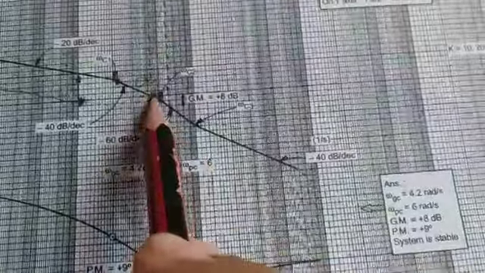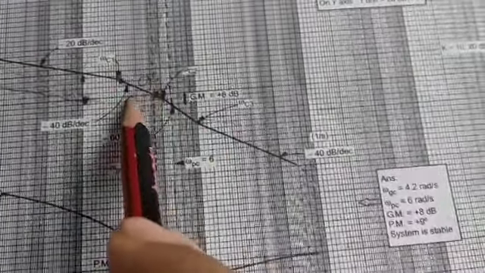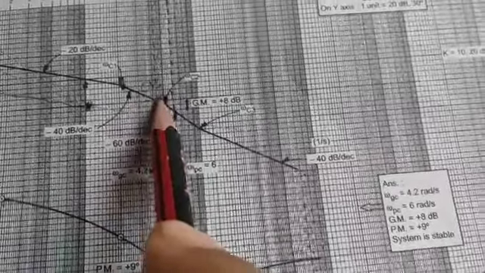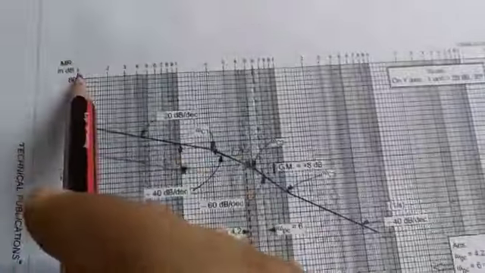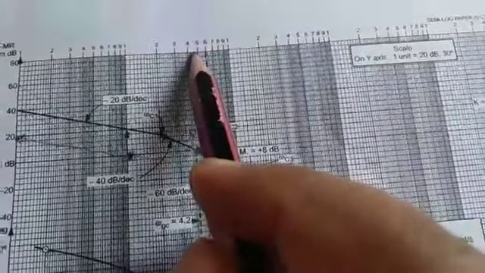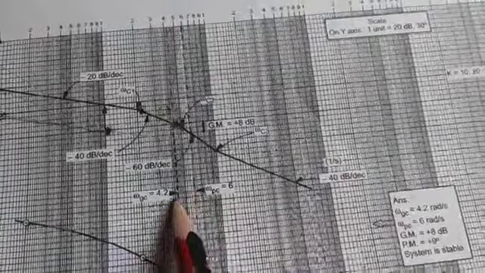Next, how to draw the phase crossover. This is the gain crossover, gain line and 0 dB. This is where the gain line and 0 dB intersect, and after that it will go down. That point you mark as A, that line we call omega GC. From here to here, the omega value is 4.2, so omega GC is equal to 4.2 radians per second.